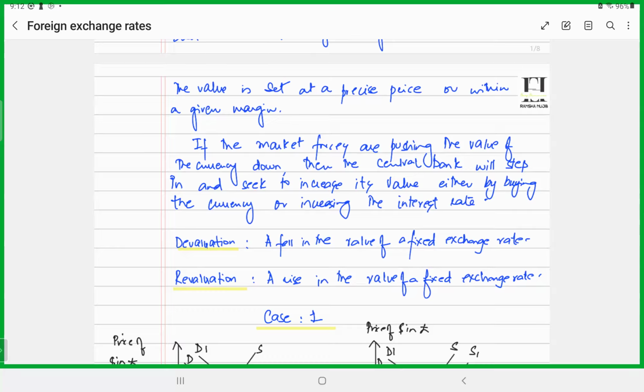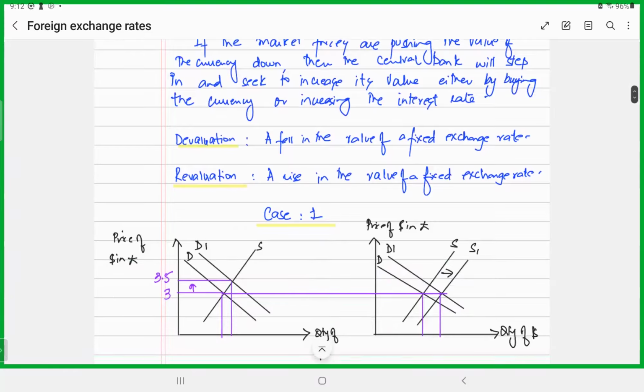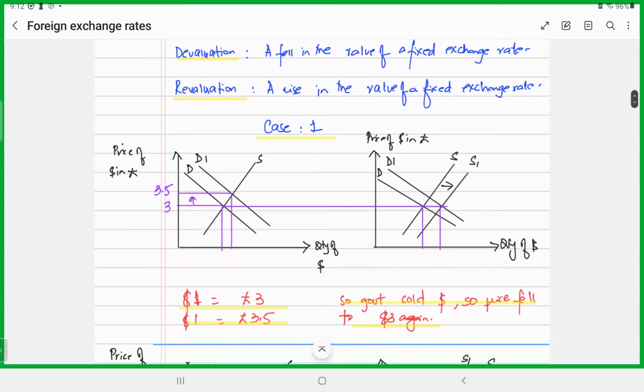It could come as an MCQ or a one marker in your data response questions. Alright, let's look at case 1 under fixed exchange rate.